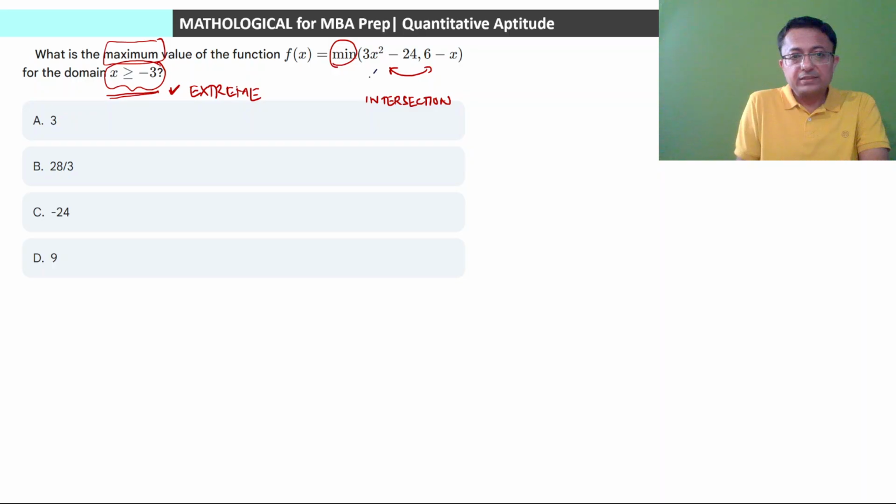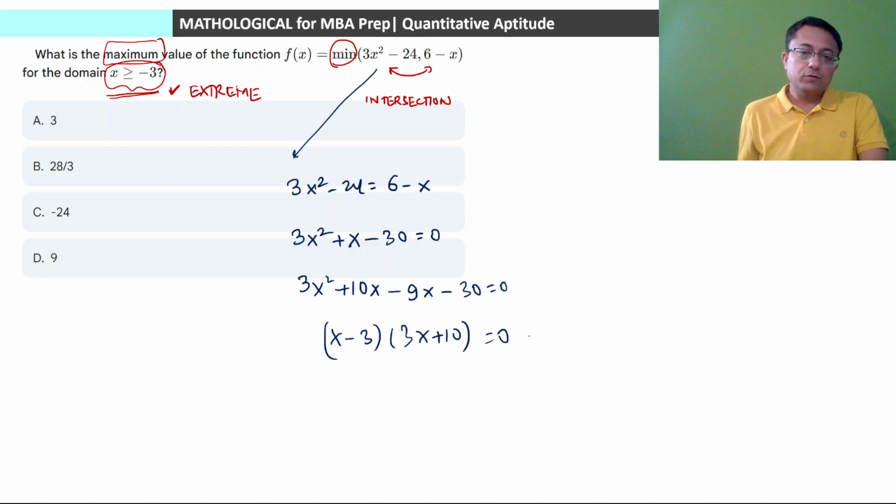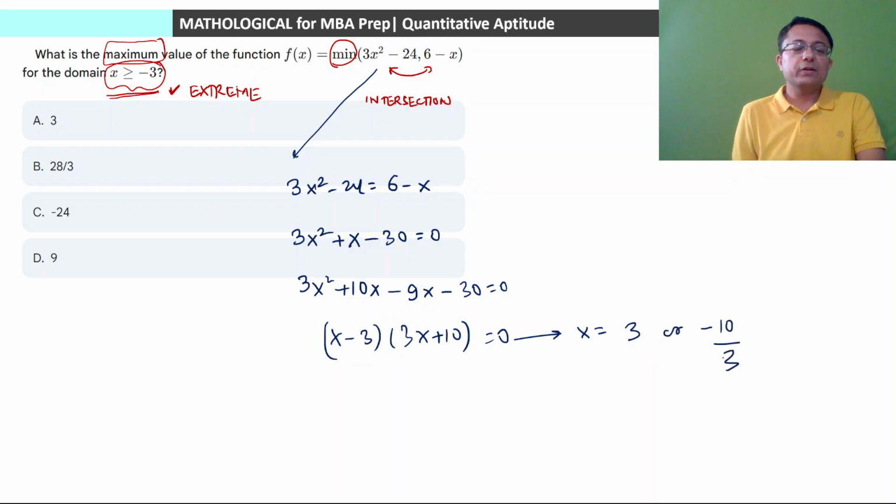So first let us solve this. 3x square minus 24, this is equal to 6 minus x. So 3x square plus x minus 30, this is equal to 0. 3 into 30, 90. So 3x square plus 10x minus 9x minus 30, this is equal to 0. X into 3x plus 10, x minus 3 into 3x plus 10 equal to 0. So either x will be equal to 3 or x will be equal to minus 10 by 3. There will be two intersection points. First will be at x equal to 3 and second will be at x equal to minus 10 by 3.